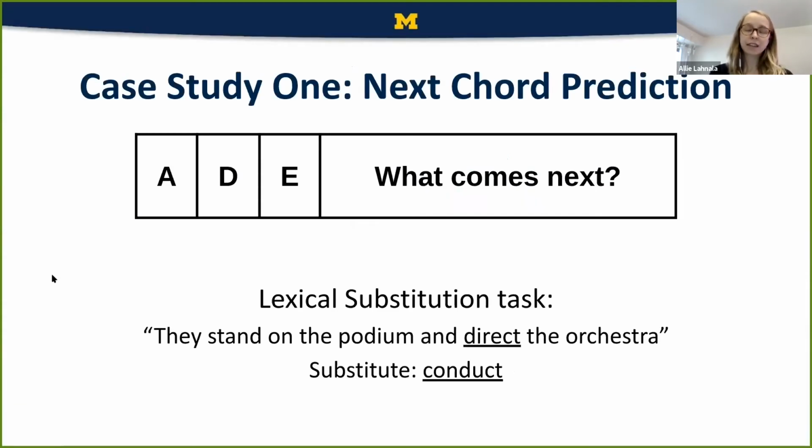Our first case study is on next chord prediction. We build models to predict the next chord in a sequence, comparing ones that use chord embeddings with ones that don't. We compare the models to human chord choices.